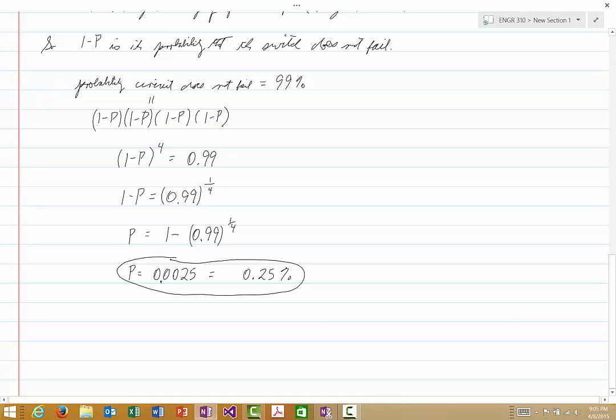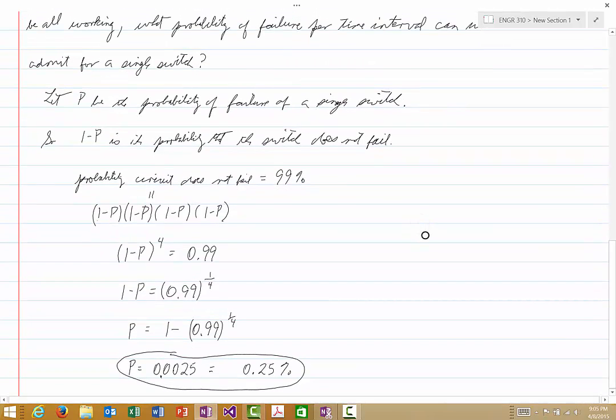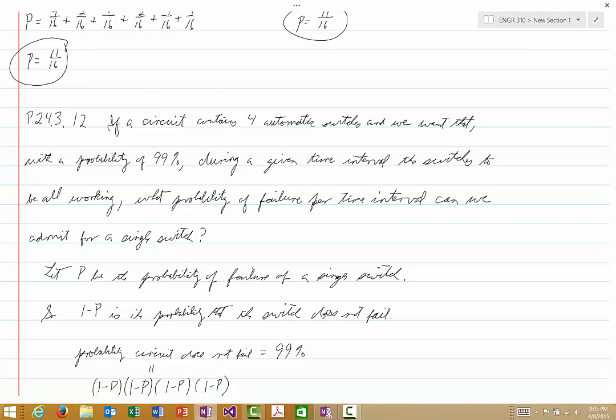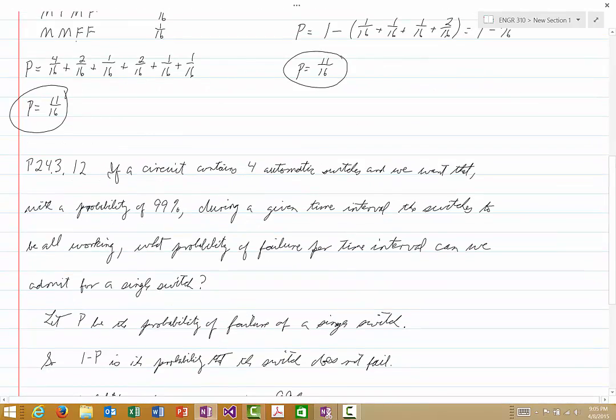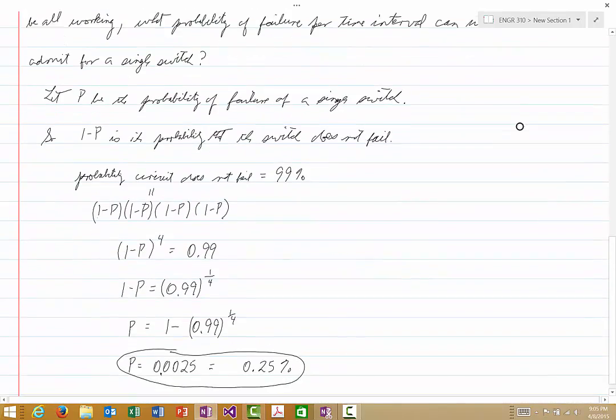So each of these 4 switches would have to have a probability of failure of at most 0.25% for us on average to have a 99% probability that the circuit will not fail. Okay, and that concludes problem 24.3.12.